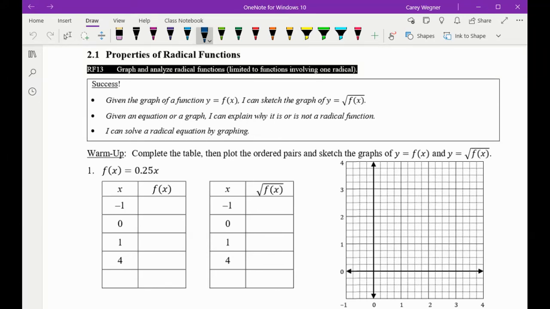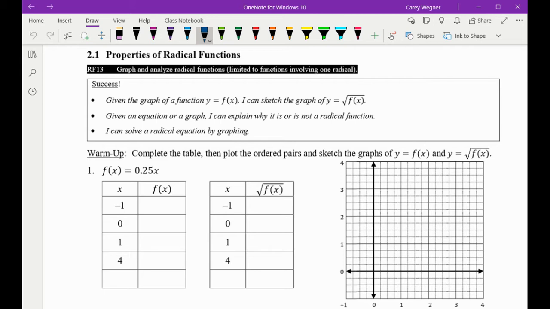This is Math 30-1, where we are starting into Chapter 2, looking at radical functions, and then in future sections, we will be looking at rational functions. As we look at radical functions here, you can see the measures of success. Given the graph of a function, y equals f of x, we want to be able to sketch the graph of y equals the square root of f of x without using technology.